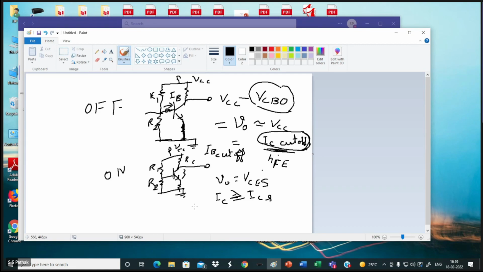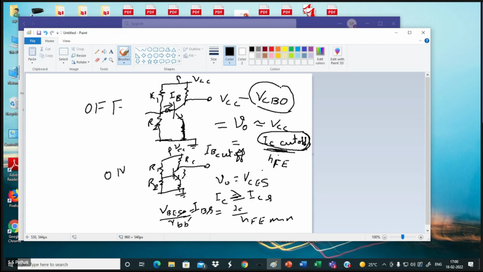What will be my IB once I have got this IC? IC I have got. What is my IB? IB will be ICS divided by HFE minimum, or greater. If my base current is greater than that, I can call it IBS. IBS is nothing but VBES divided by the internal resistance of the base-emitter region, the actual base spread resistance, or B prime. So VBES by this becomes my IBS.